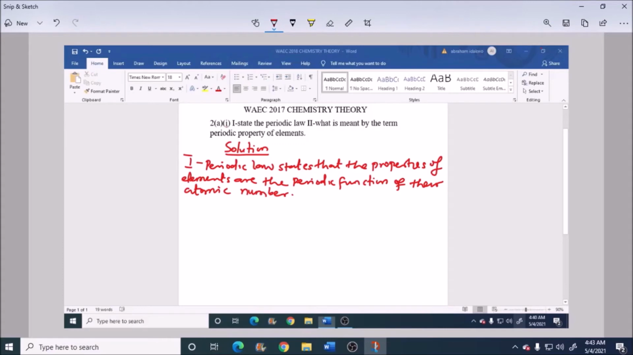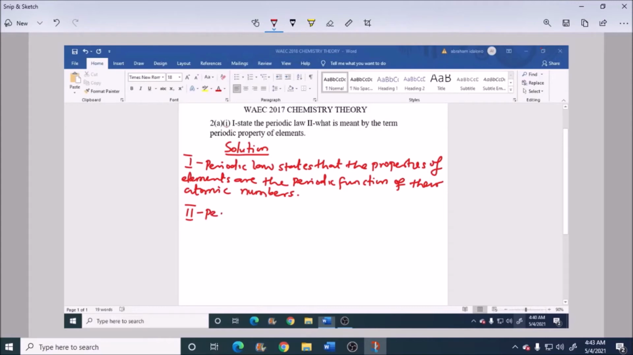So periodic law states that the properties of the elements are the periodic function of their atomic numbers. Then in figure 2, we are asked what is meant by the term periodic properties of elements.